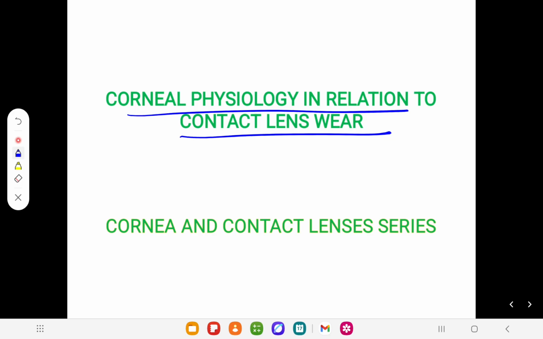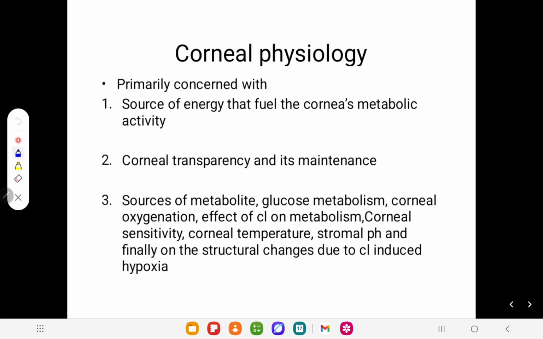Obviously, Dk and Dk/t, these physiological things come up later and are repeated again and again whenever we talk about contact lens materials and all. Okay, so let's move forward. Corneal physiology, what is the primary concern? We have already talked about corneal physiology per se in two videos, isn't it? But we are going to talk about corneal physiology in relation to contact lens.